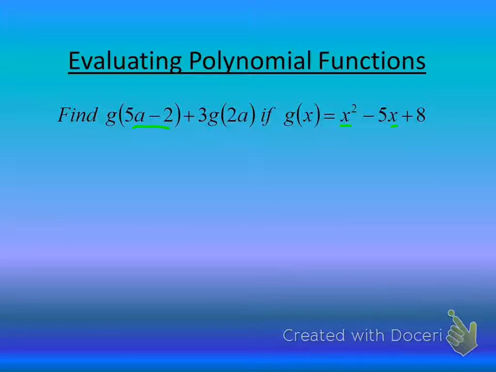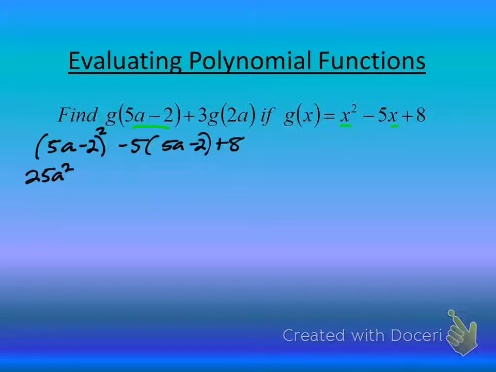So 5a minus 2 in first. So we go 5a minus 2 squared minus 5 times 5a minus 2 plus 8. Alright, let's see how we're getting here. 5a minus 2 is quantity squared. 5a times 5a? 25a squared. 5a times -2 is -10a, times another 2, -20a. -2 squared is positive 4. Positive 4. Alright.